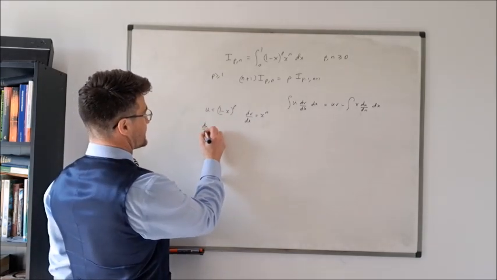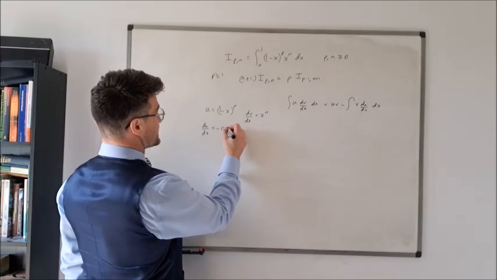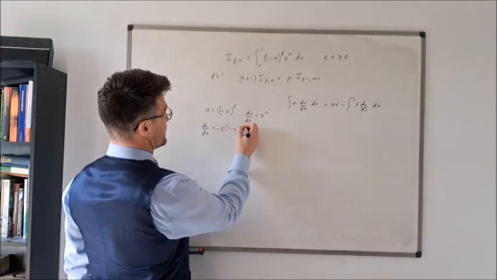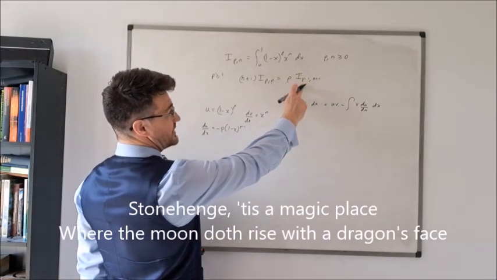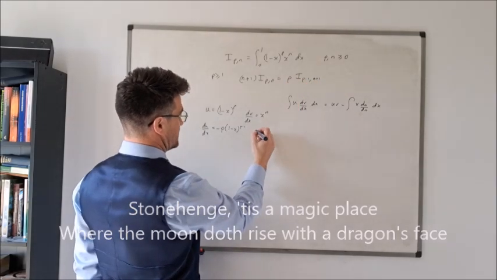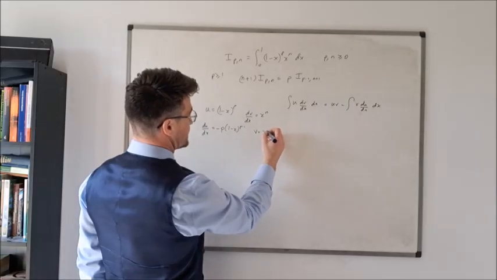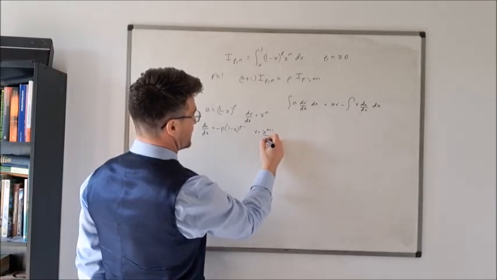So what do I get? I get du by dx is equal to minus p, 1 minus x to the power of p minus 1. Also bear in mind that I'm looking for I, p minus 1, n plus 1. And v is going to be equal to x to the power of n plus 1 over n plus 1.